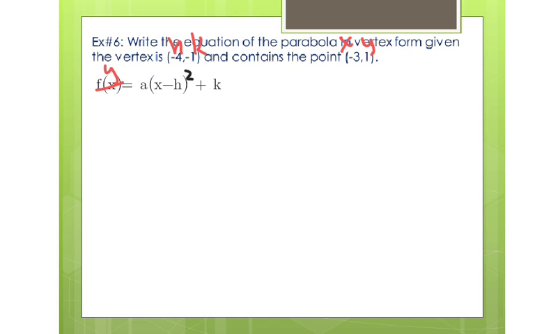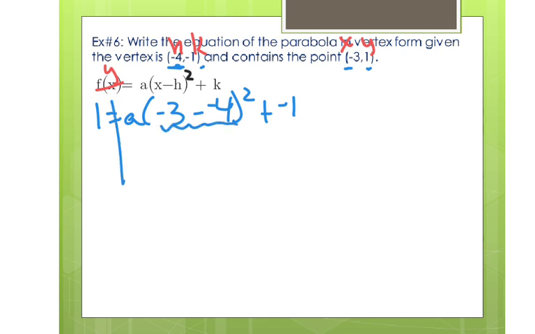So let's fill in what we know. y is 1 from the ordered pair. A is what we're trying to solve for. We don't know that. Parenthesis. x is from your ordered pair, -3. The formula says to subtract. Our h is from our vertex, -4, parenthesis, squared, plus our k is from our vertex, which is -1. So now we're going to take this and solve this for a.